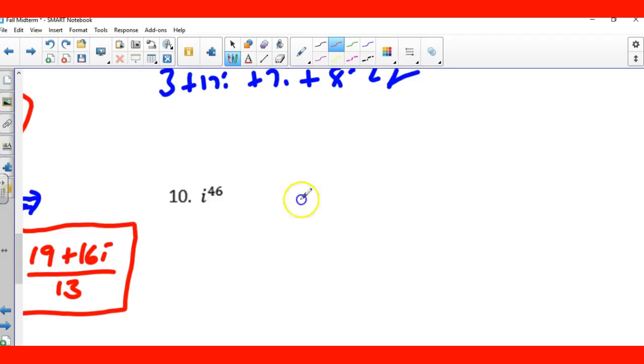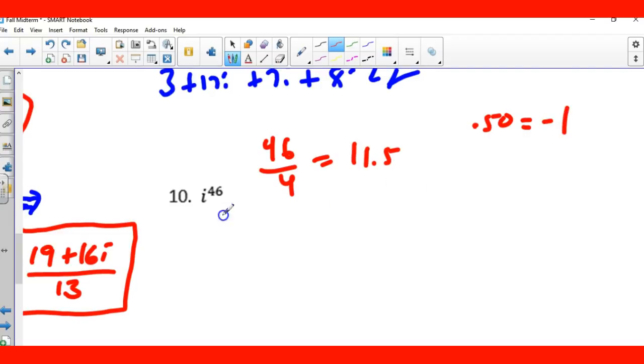Remember you want to take 46 and divide it by 4. And 46 divided by 4 is going to be 11.5. So again, see how this is 0.5? If you remember what we did earlier, when it's 0.5, that's 2/4, which means i squared, which is -1. So i to the 46 equals -1.